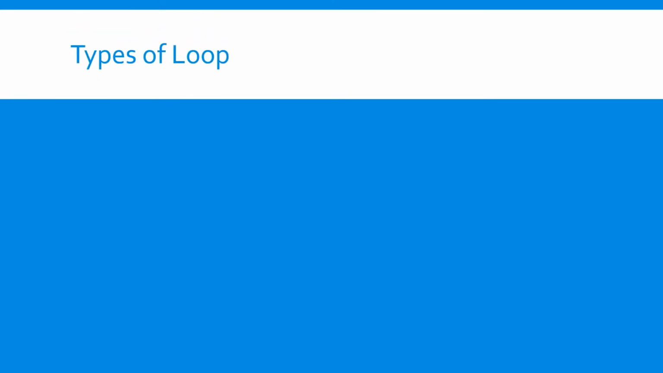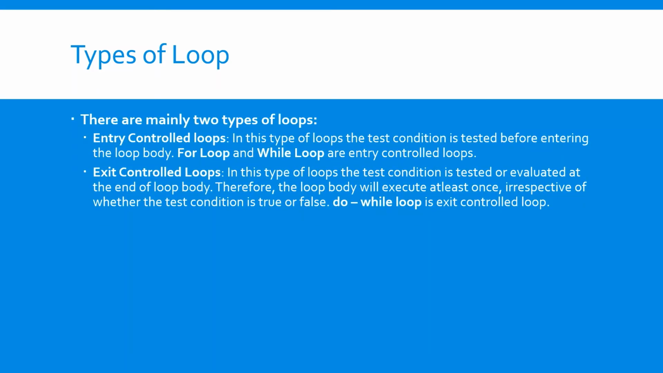So, what are the types of loops? In JavaScript, there are mainly two types of loops. They are entry control loops and exit control loops. The entry control loops are the type of loop which test the condition before entering the loop body. Some of the entry control loops are the for loop and the while loop.